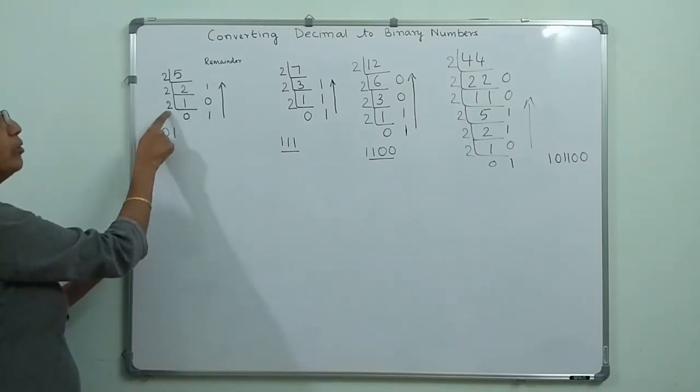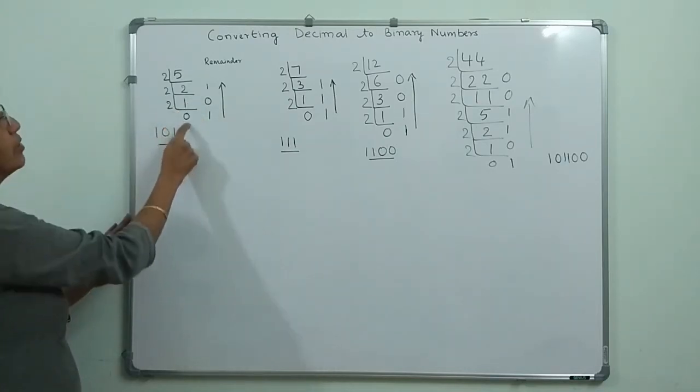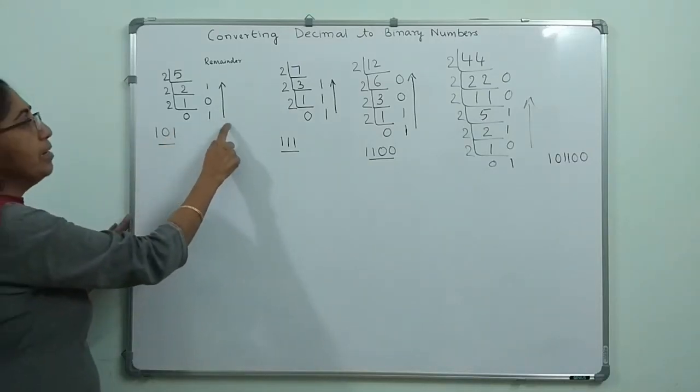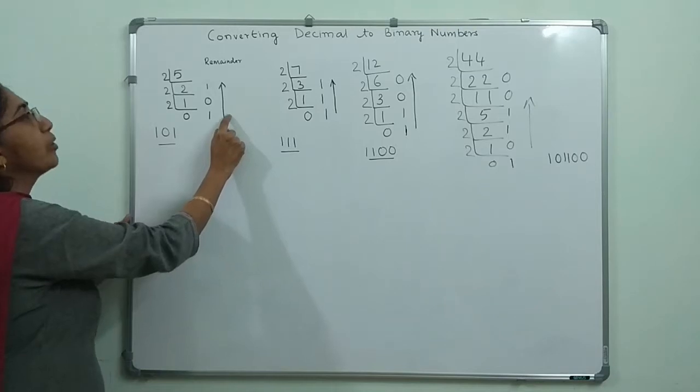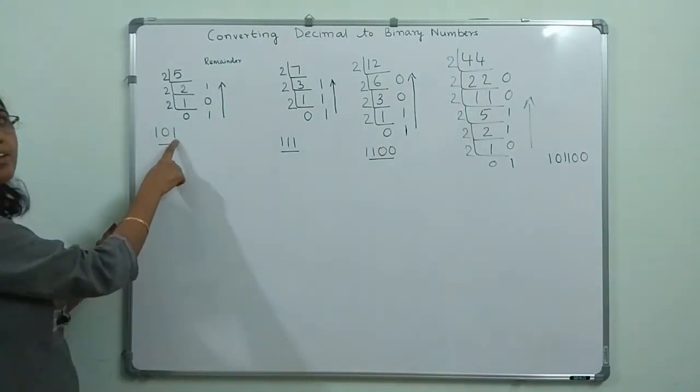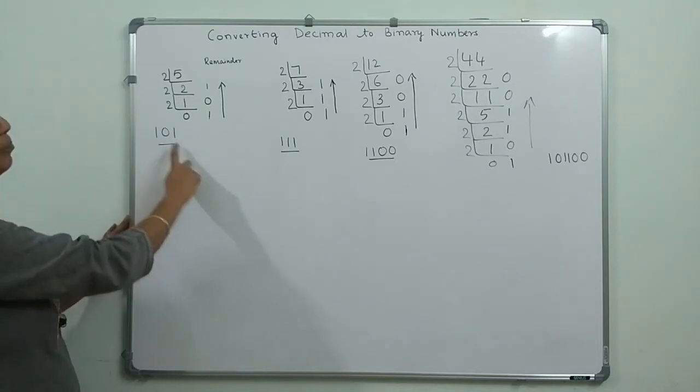Again I am going to divide by 2. 2 does not go in 1, 0 times it will go, but the remainder will be 1. Now I have to read it from bottom to top. 101. So 101, that is number 5 in binary.